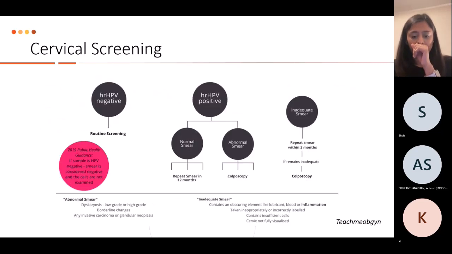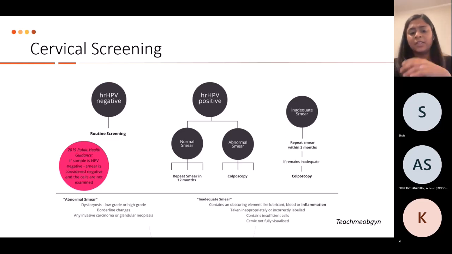This comes from Teach Me OBGYN, and it's I think a really nice diagram that shows you what to do depending on what you have in the smear. So previously, they used to actually do cytology straight away, but this time, because predominantly almost all of the cervical cancers that you have are associated with HPV, you actually test for HPV first. So if it's negative, just routine screening is fine. They don't even do cytology. If it's positive, then you need to check for the cells. Is there any evidence of dyskaryosis or not? If there is no evidence, then you repeat the smear in a year's time, which was the case in this lady. But if it's abnormal, then you send them to colposcopy.